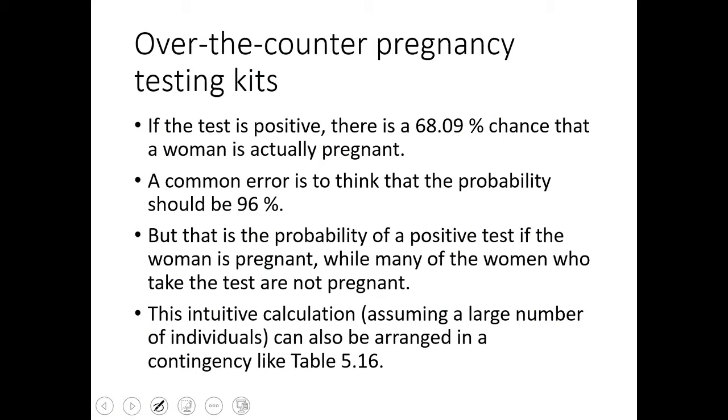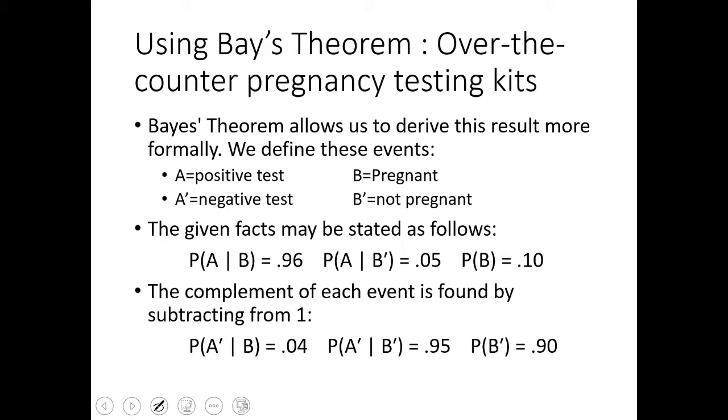If we use the Bayes rule, Bayes theorem, then we can solve this problem more simply. Based on the Bayes theorem, let's define the events. A is the woman has the positive result. A prime is that the woman who tests with this testing kit has a negative result. Event B is the woman is really pregnant, and B prime is not pregnant.